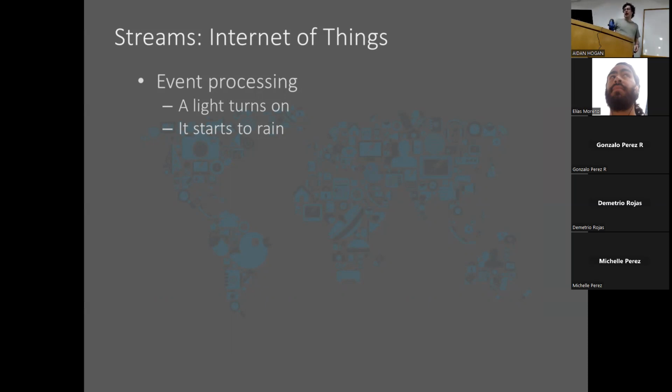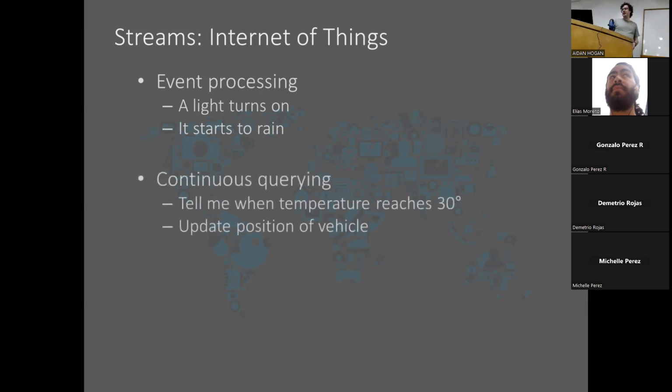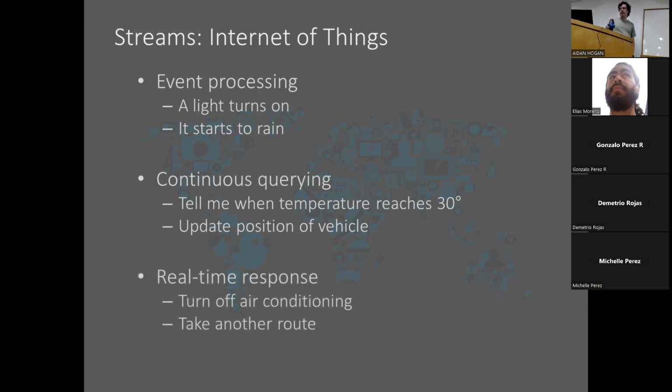So event processing: a light turns on or starts to rain. Continuous querying: tell me when the temperature reaches a certain point, or in what rooms it reaches a certain point, update the position of a vehicle in real time. And then responses could be to turn off air conditioning, turn on air conditioning, change the lighting, take another route, whatever it might be. So this is to give a flavor of some of the scenarios where we could be talking about streams and looking at different ways of processing streams.